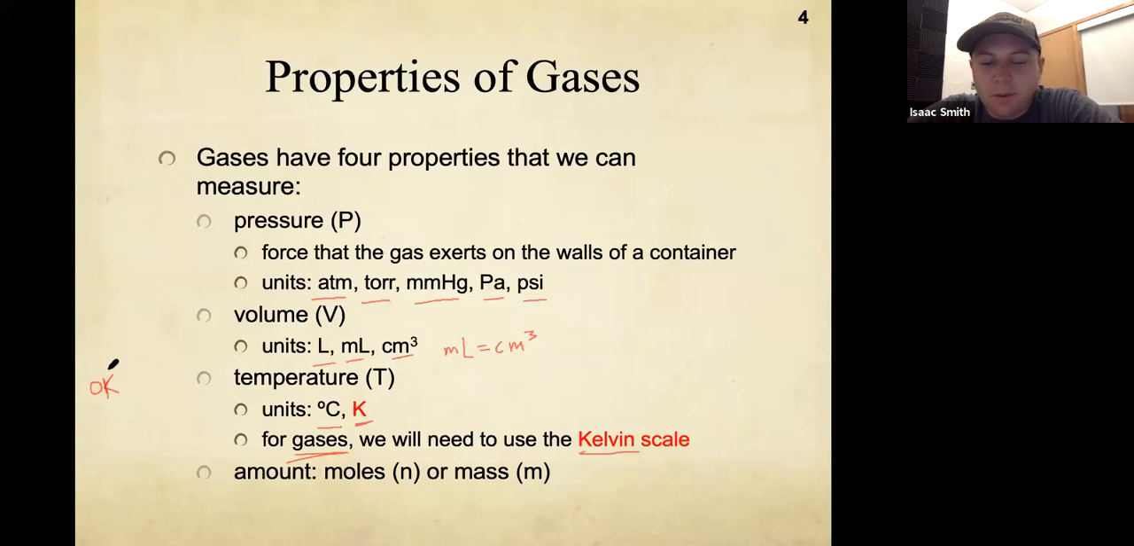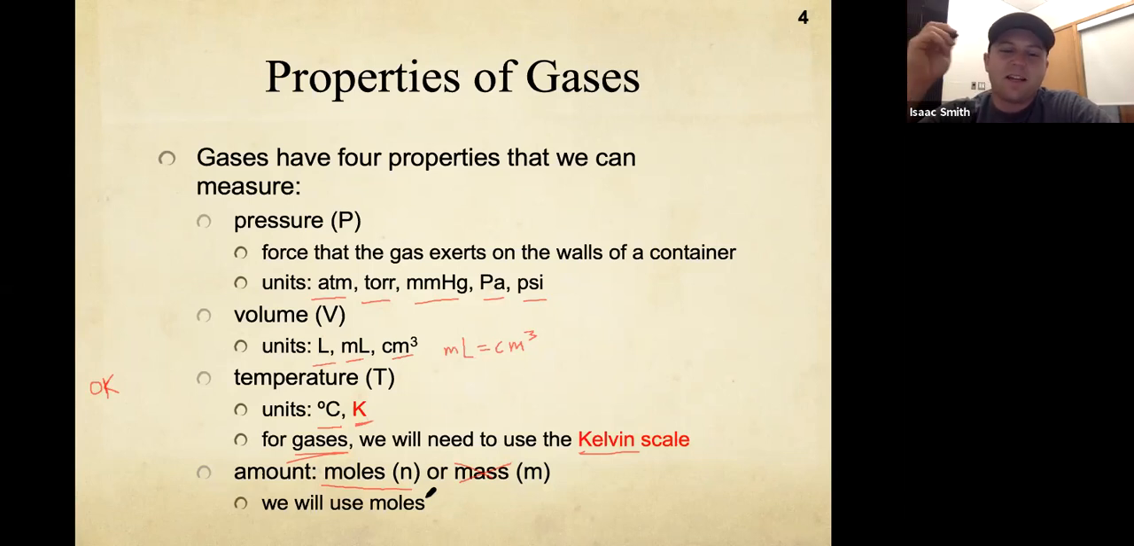Amount. We've talked about moles before. Mass doesn't really get used that much with gases. It's usually going to be in moles that we'll talk about gases. As I said, it's very hard to count the moles of a given gas in a balloon just by counting. You can't really do that. But you could use the volume of the balloon and the pressure to figure out the moles. So that's what we're going to talk about: figuring out moles or mass of a gas using things we can actually measure, like volume, pressure and temperature.